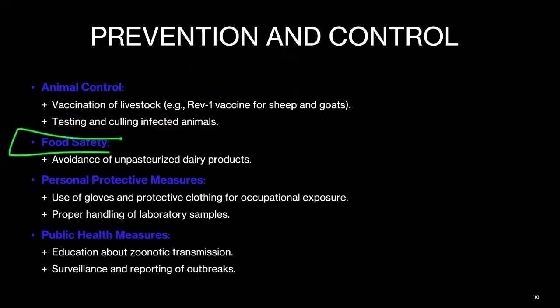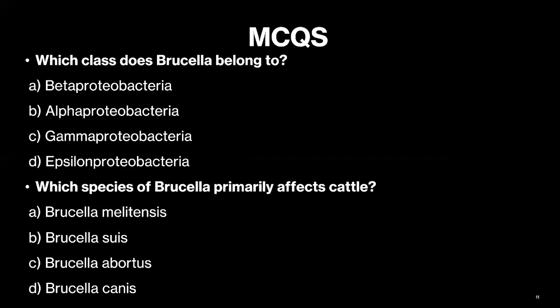Food safety: avoidance of unpasteurized dairy products. Personal protective measures we can use, like gloves and protective clothing for occupational exposures like in the laboratory. Proper handling of laboratory samples and public health measures. Education about zoonotic transmission, and surveillance and reporting of the outbreaks. Key: observe the outbreaks of the Brucella in a certain society.